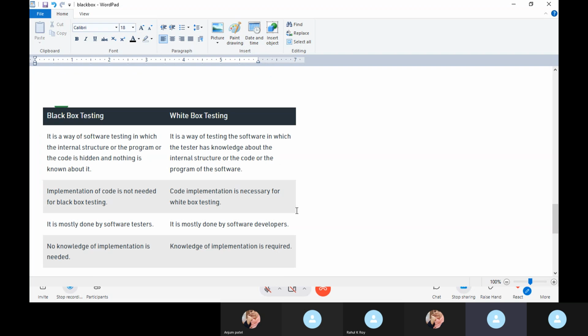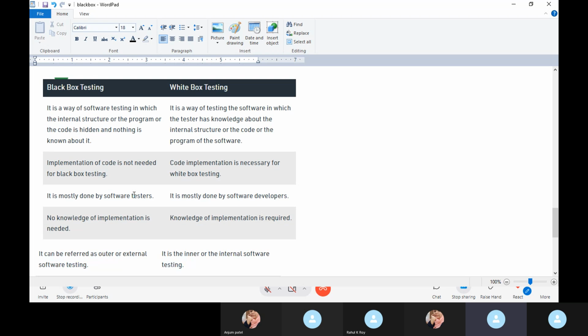So these are some differences that you can say in an interview if any interviewer asks. The important one is that black box is done by testers and white box by developers, and coding knowledge is required here and not required there. Unit testing and integration testing come under white box. System testing and acceptance testing come under black box. These are the major differences between white box and black box testing.